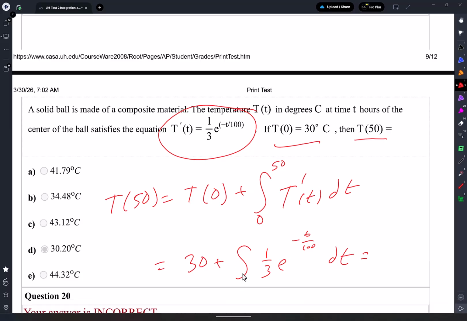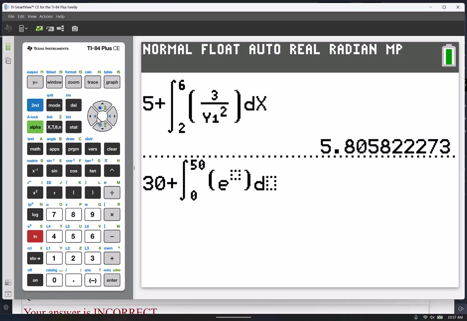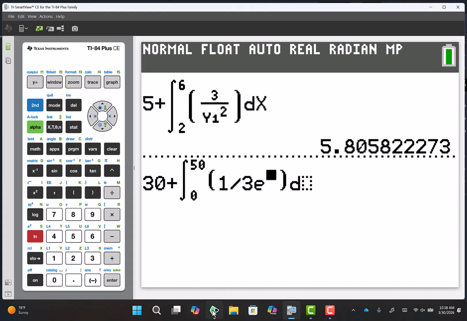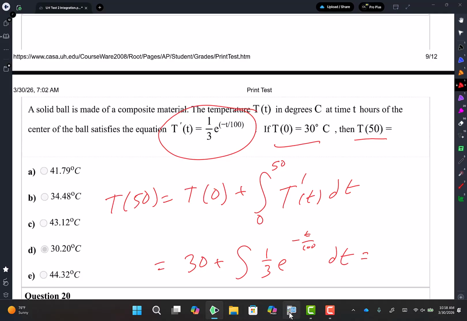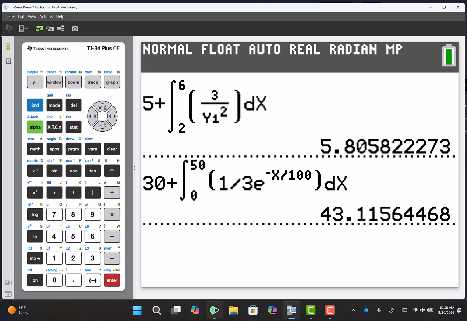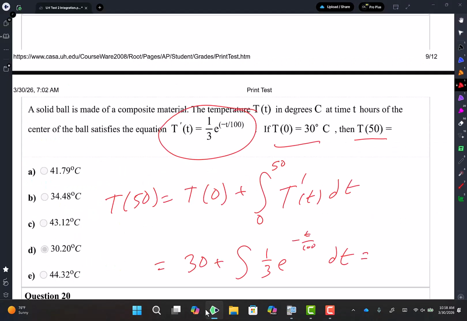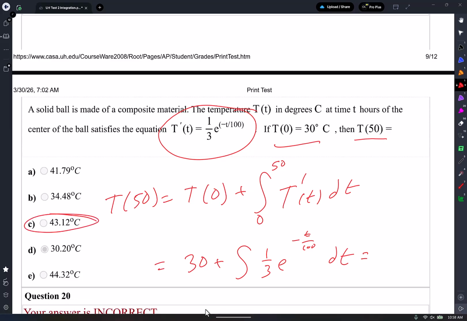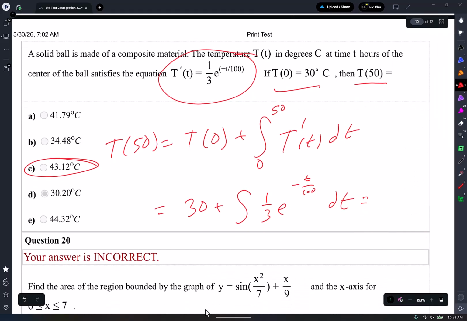Oh, I didn't put a 1/3 in front. So 1/3, second e to the power negative t over 100. Yeah, negative x over 100. Since it's just 1, I can do that right there. X. And we get 43.1156. 43.12. Nothing by hand, all calculator.